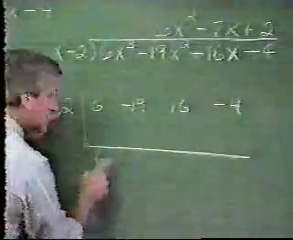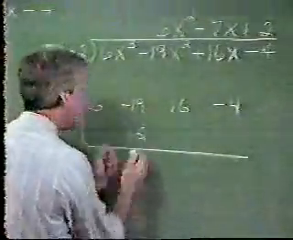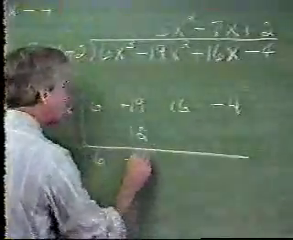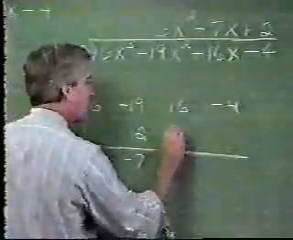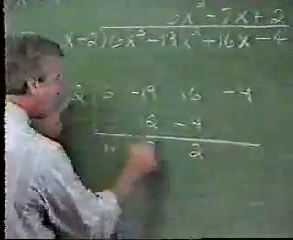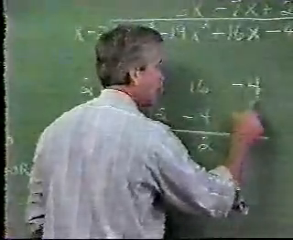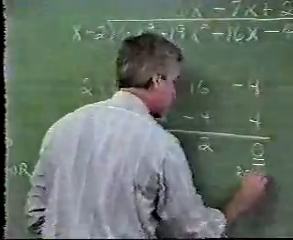Now, we proceed this way. 2 times 6 is 12. Now, collect these. Just add them. The negative 19 with 12, negative 7. Then, go again. 2 times negative 7, negative 14. Add these, we get 2. Then 2 times 2 is 4. Negative 4 with 4 is 0. And this number is the remainder.